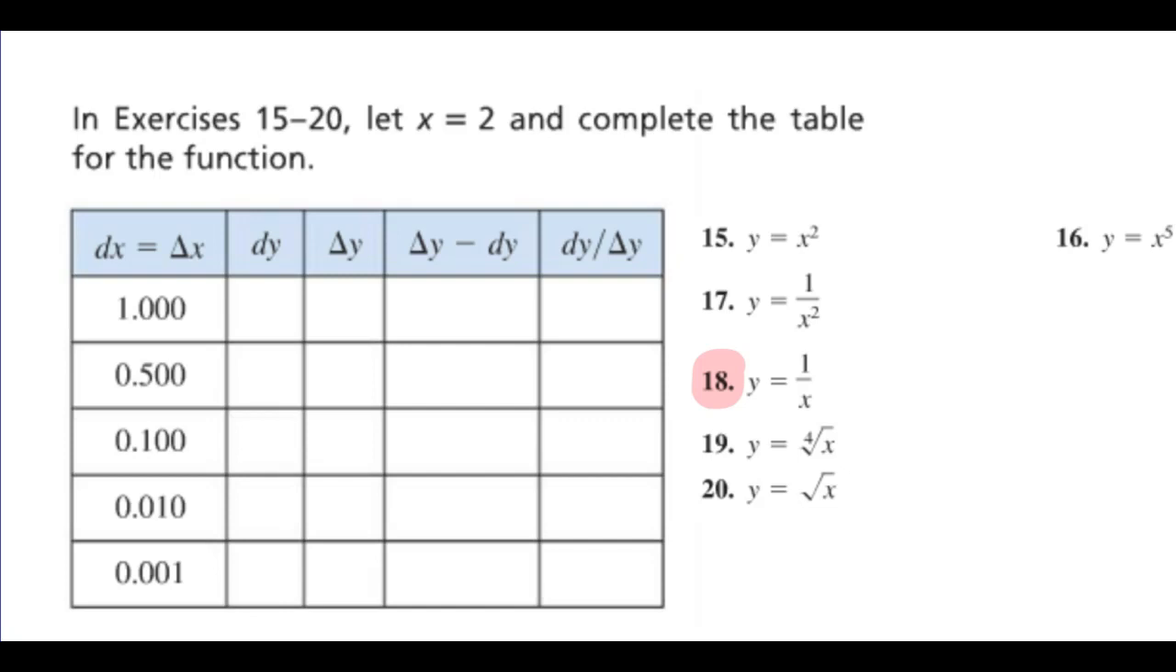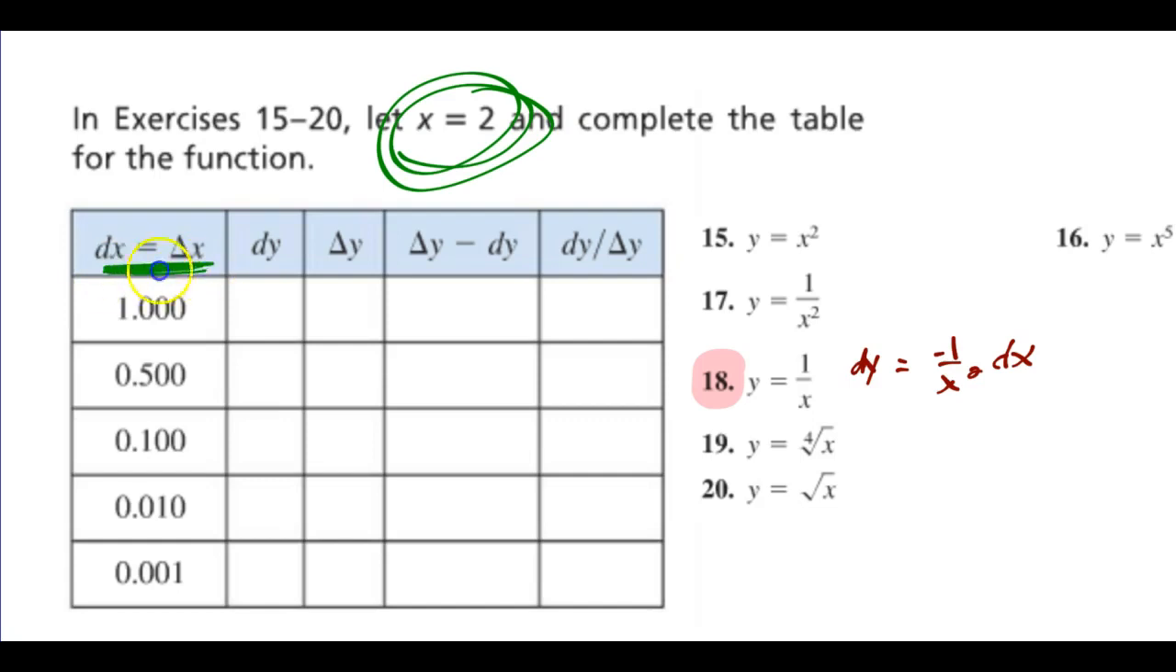This chart is on the test. And we've already defined that dy is equal to -1 over x squared dx. So for the whole chart, we're going to let x be 2. But my dx changes. First we let it be 1, then we let it be a half, and then we let it be 0.1. It's getting smaller and smaller, approaching 0.